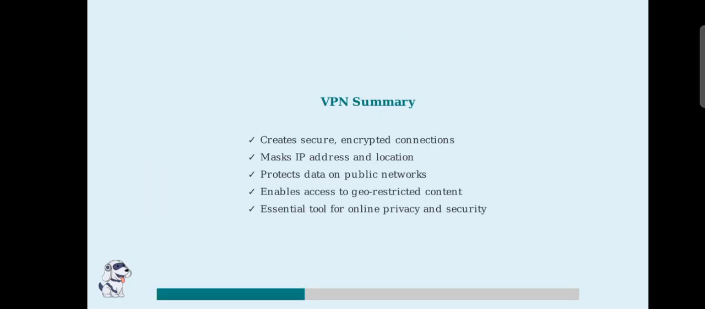In summary, a VPN is an essential cybersecurity tool that provides privacy, security, and freedom online by creating encrypted connections and masking your digital identity.